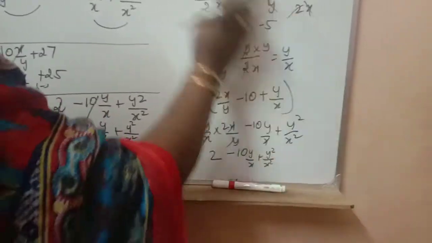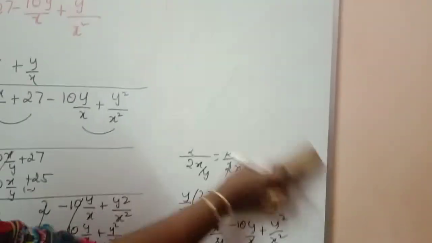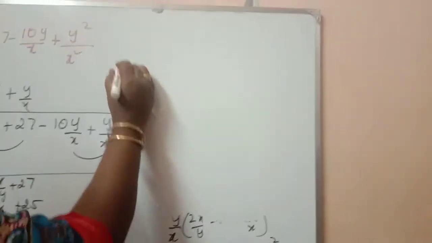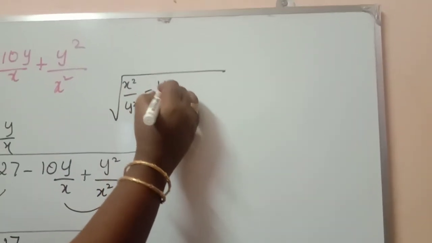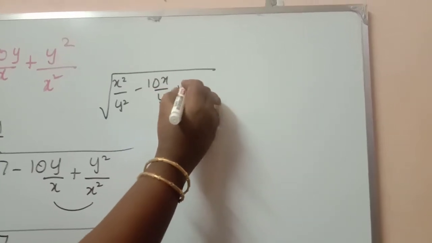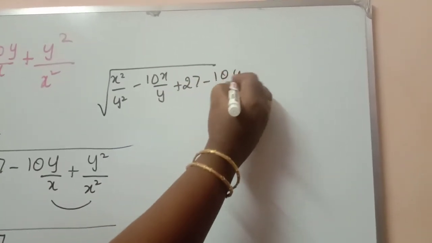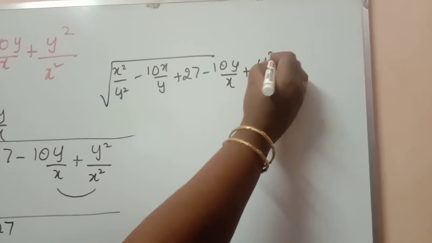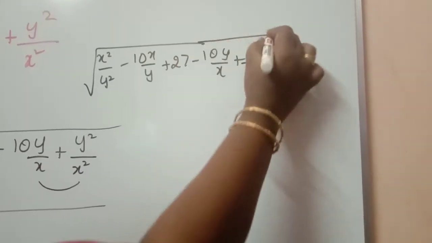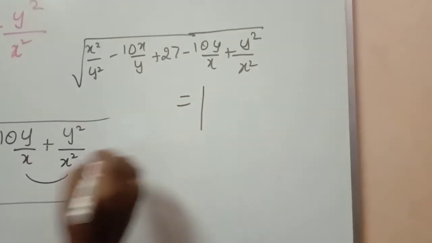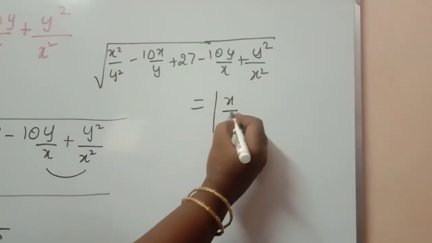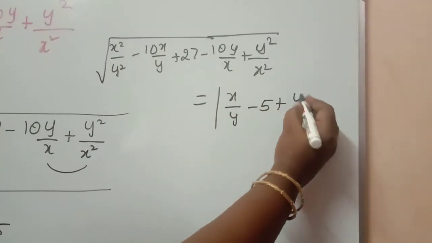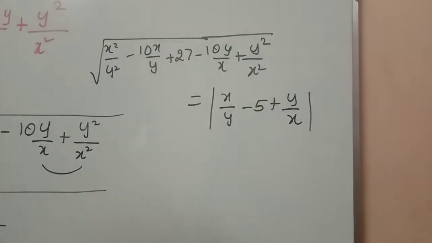Okay. So next, the answer we have to write: square root of x square by y square minus 10x by y plus 27 minus 10y by x plus y square by x square. The square root is right this: x by y minus 5 plus y by x.